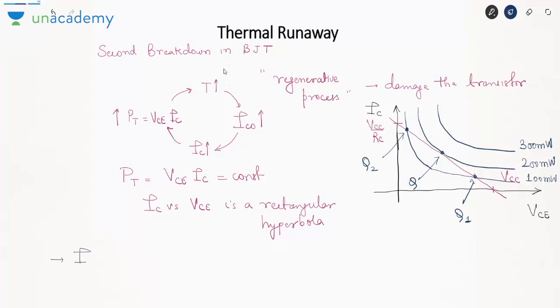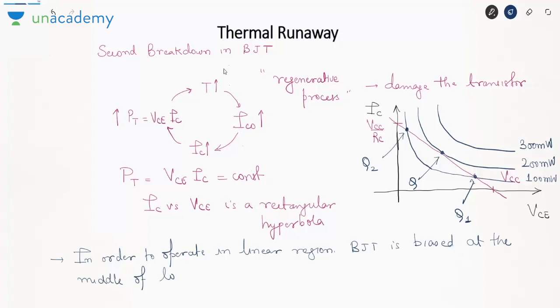Now what happens is, I told you that in order to operate in the linear region, BJT is biased at the middle of the load line. We always try to bias BJT at the mid of the load line, that is when VC is VCC by 2. That is at this point. Now what is the advantage of this point?